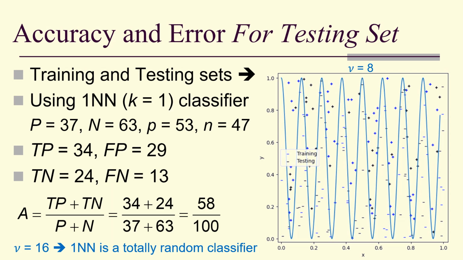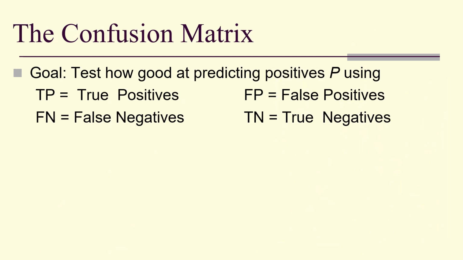And in particular, when we go to nu equals 16, our one nearest neighbors is essentially just a totally random classifier on the data. It's not learning anything, and it's not using any information to make predictions. So we tend to use the confusion matrix to organize all this information.